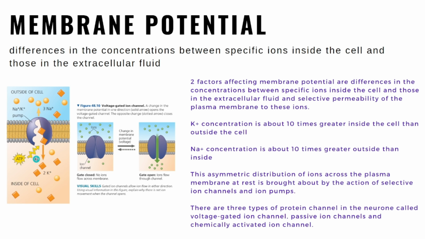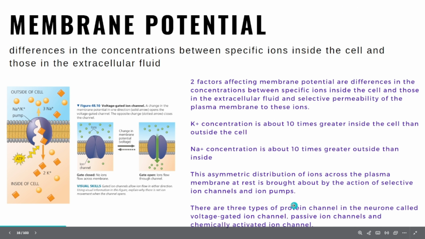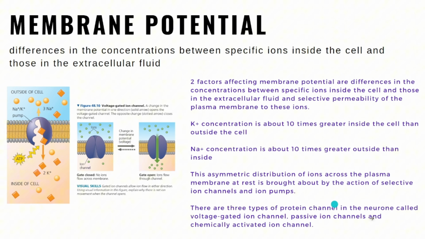That's why it uses the sodium potassium pump. Because sodium ion is outside, if you want to pump out your sodium ion, you require active transport because it is against the concentration gradient. So this asymmetrical distribution across the plasma membrane at rest is brought about by the action of selective ion channels and ion pumps. There are 3 types of protein channel in neurons: voltage-gated ion channel, passive ion channel, and chemically activated ion channel.